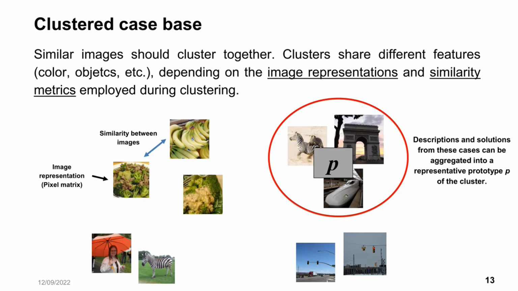According to our clustering hypothesis, similar images should cluster together. Clusters share different features depending on the representations and metrics employed during clustering. On the screen, for example, we're using pixel matrices as image representations. When we look at the cluster inside the red circle, we see that descriptions and solutions from these 3 cases can be aggregated into a representative prototype of the cluster.